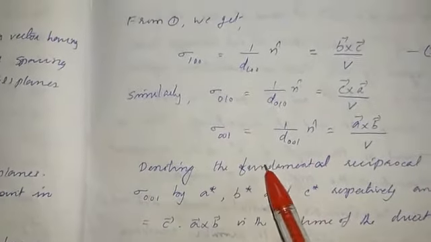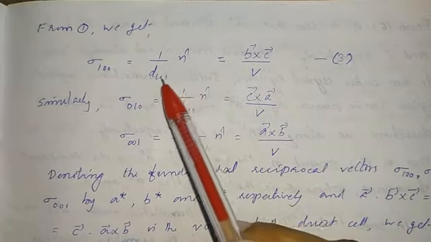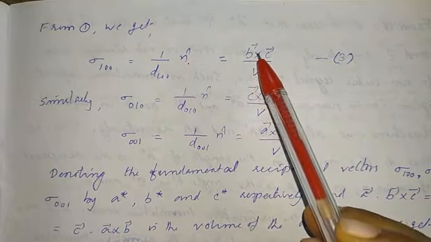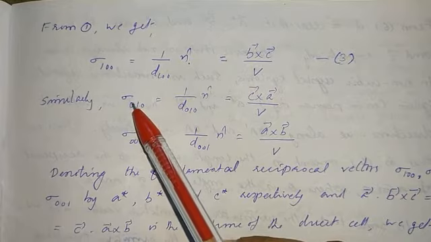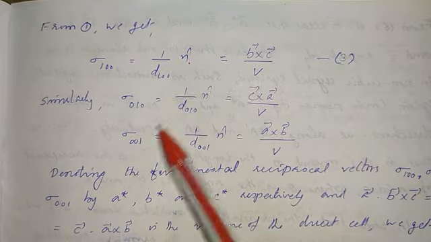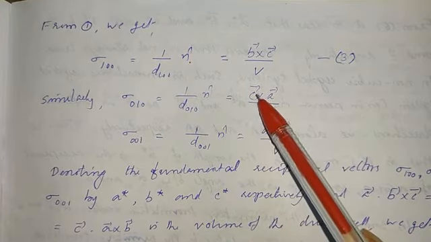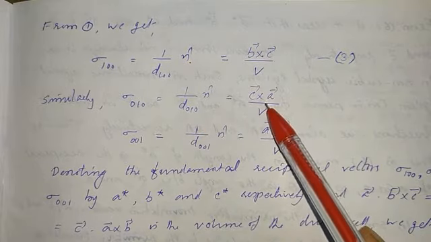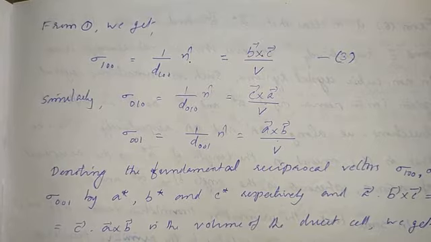So from this equation we have represented sigma 100 as 1 by d100 n cap, which is this. And similarly, the reciprocal lattice vectors corresponding to the other planes 010 and 001 can be represented by this. So the axis will change according to the orientation of the plane. So here it is b cross c, here it is c cross a, and here it is a cross b, considering the sides of the unit cell.